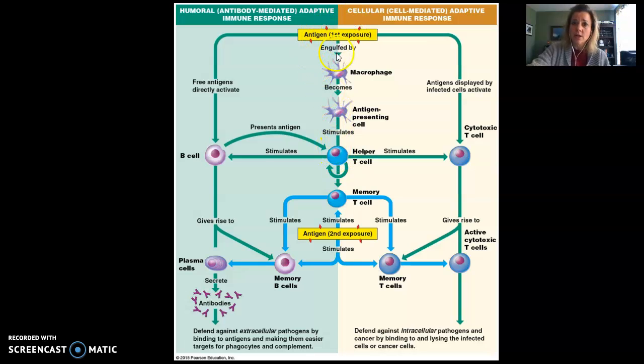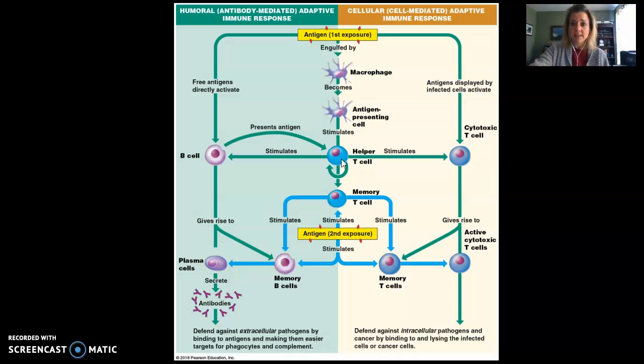The antigen can also be engulfed by a macrophage. Remember that macrophages and dendritic cells are part of the innate immune response, so they don't require any specificity. They just engulf this antigen, display it with a self protein on the surface of their cells, and carry it to the helper T cell. This process is called antigen presentation, and it's going to stimulate the helper T cell to do a number of different things.